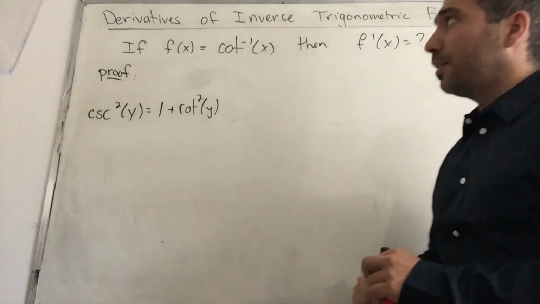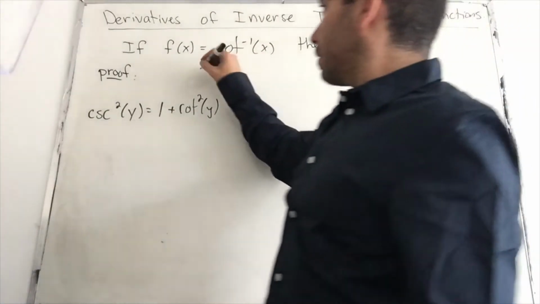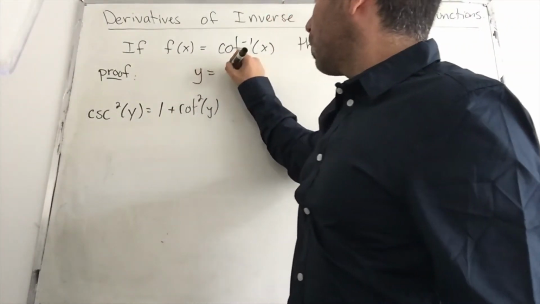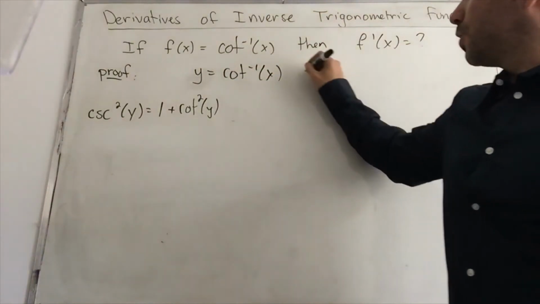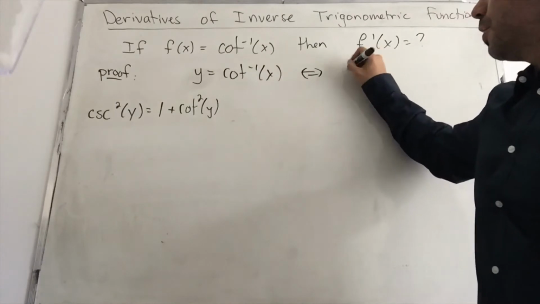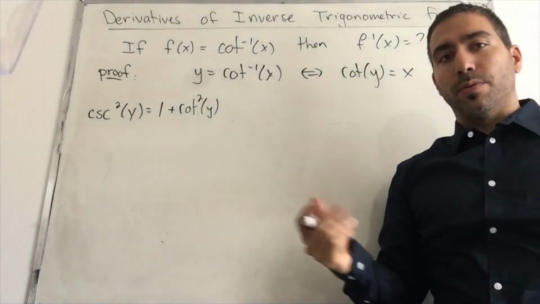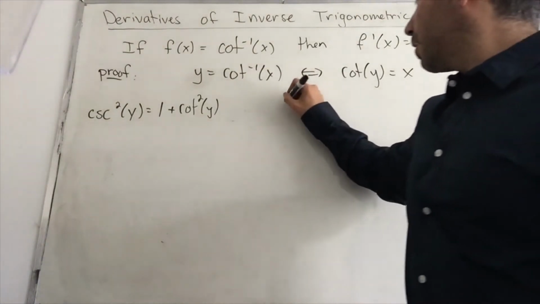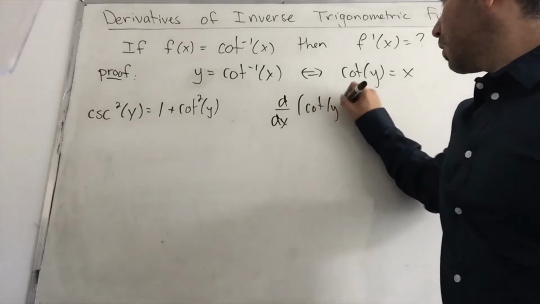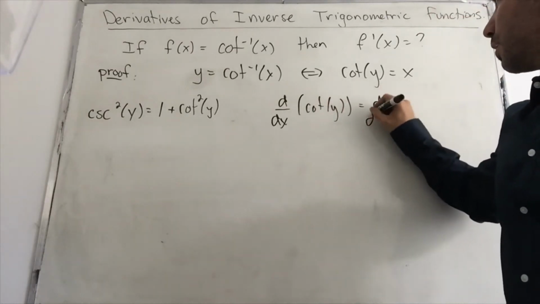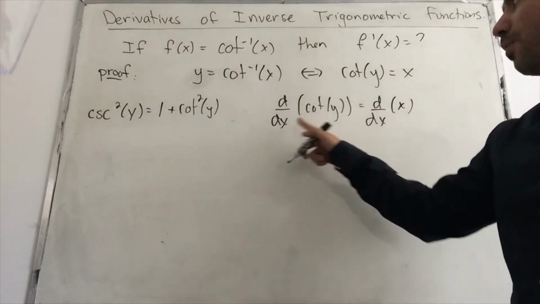So lastly, we're going to take the derivative of arccotangent of x. We begin by replacing f of x with y, arccotangent of x, showing that this is equivalent to, by definition, cot of y equals x. Now we're going to take the derivative implicitly with respect to x. So all the proofs here are very similar. And now we're going to derive cotangent.